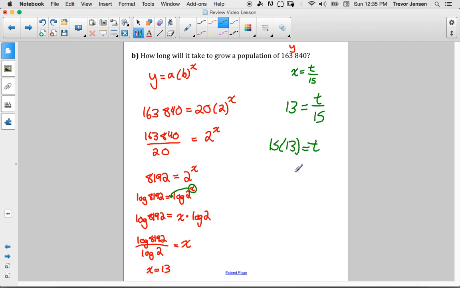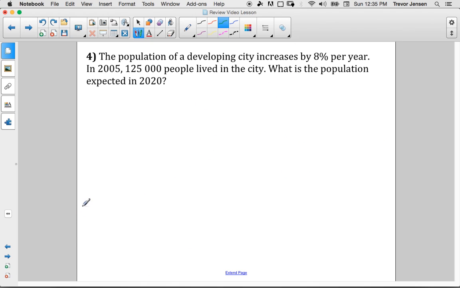And we actually calculate our total time to be 195 minutes. Time equals 195. So you'd write a nice sentence: it'll take 195 minutes for the population to grow to 163,840. Okay, let's do another example.